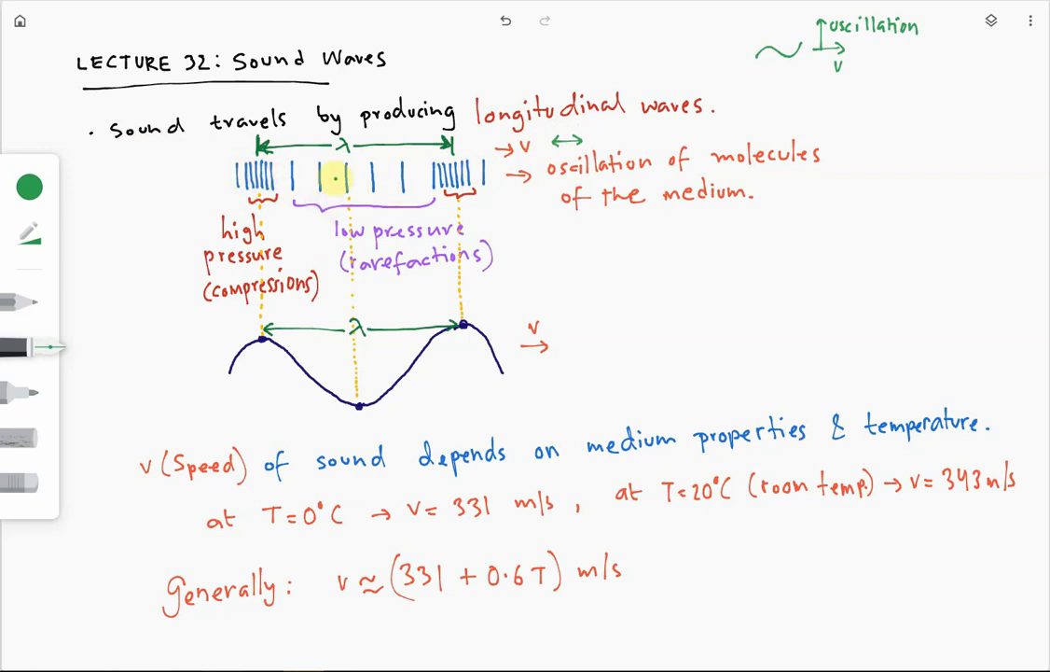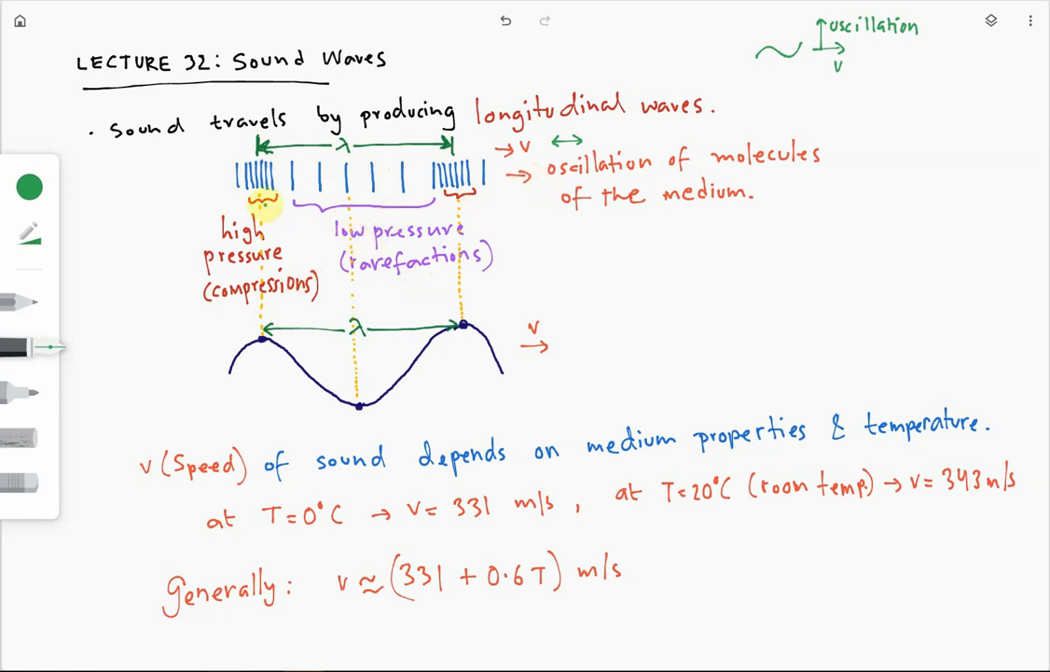This vibration and propagation produces regions of high pressure, of molecules clustered together. We call these regions compressions, and regions of low pressure we call rarefactions. The middle of a compression to the middle of another compression is one wavelength, or the middle of a rarefaction to the middle of the next rarefaction is another wavelength.